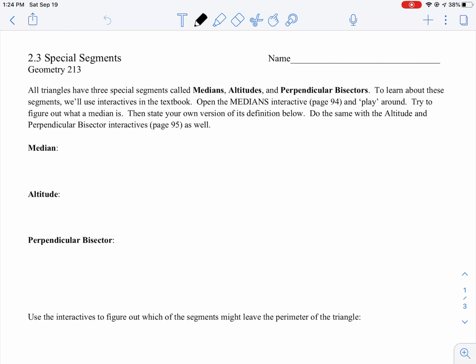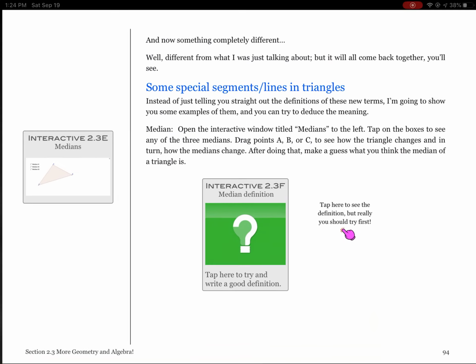The 3 segments are called medians, altitudes, and perpendicular bisectors, as at the top of this page. So hopefully you have this note sheet handy. We're going to use some interactives from the book to help us figure out what is a median, what is an altitude, and what is a perpendicular bisector, which we've talked about already. So that one you probably know something about. I'm going to flip back and forth between the book and Notability in this video, so you can either watch that or you can try it also in the book.